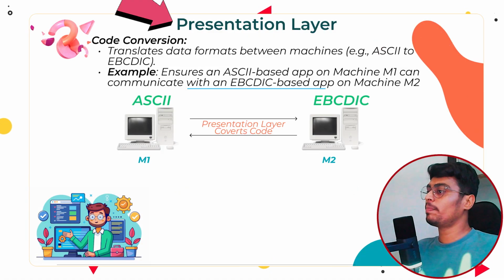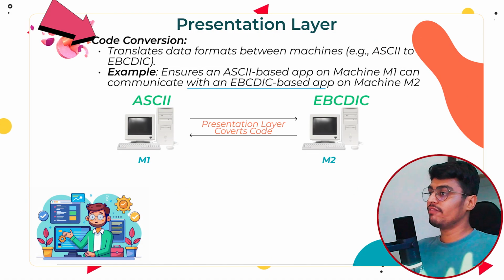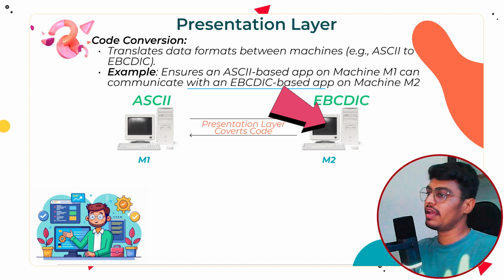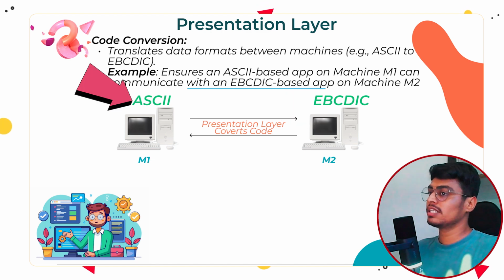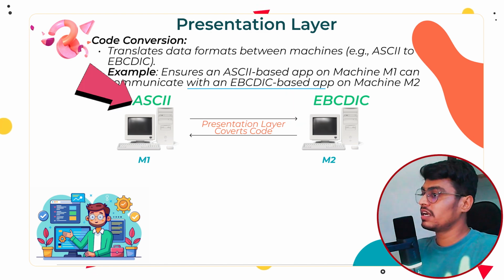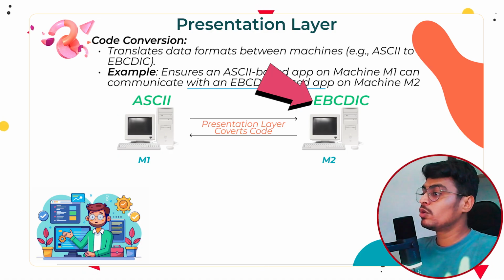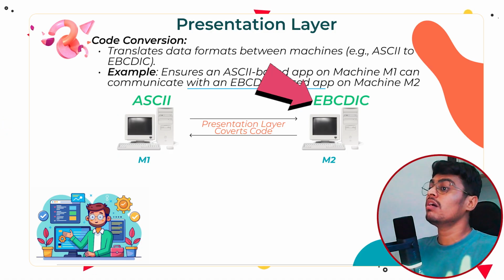Now moving forward to the presentation layer. The topic is the presentation layer and its responsibilities. The first and very important responsibility is code conversion. Code conversion means, let's say there are two machines, M1 and M2. M1 is using ASCII code, meaning some application running on M1 is based on ASCII code. There is another machine M2, and in M2 there is some application which is using a different code.